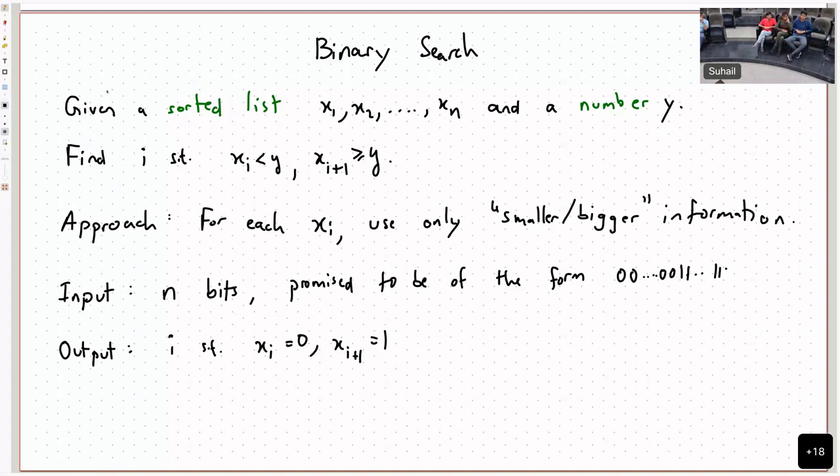So it becomes n bits. Each of these bits corresponds to the smaller-or-bigger question, and you're promised that the bits are of this form. Initially they're all smaller, after that they're bigger. We want to know where it switches from smaller to bigger. So you want an i where xi equals 0 and x(i+1) equals 1.